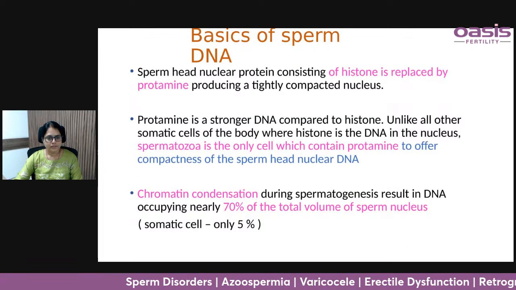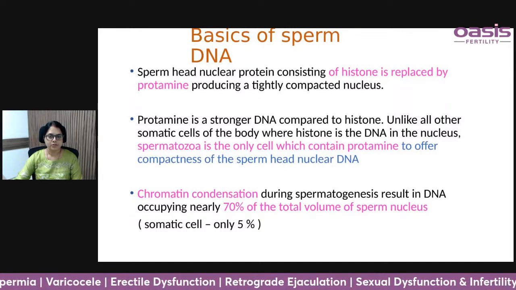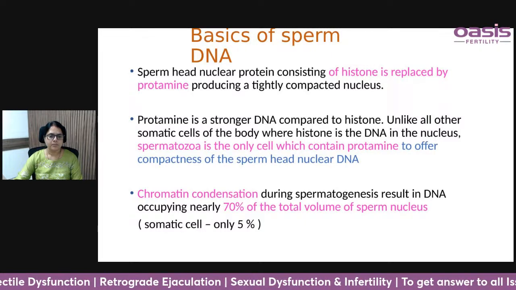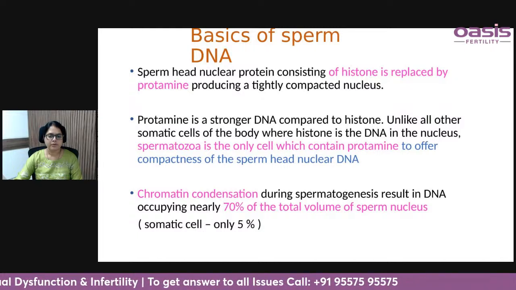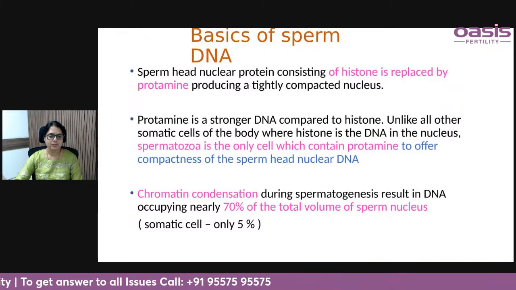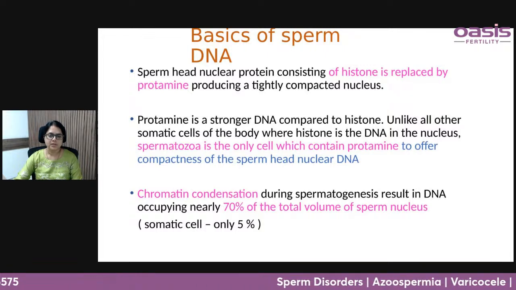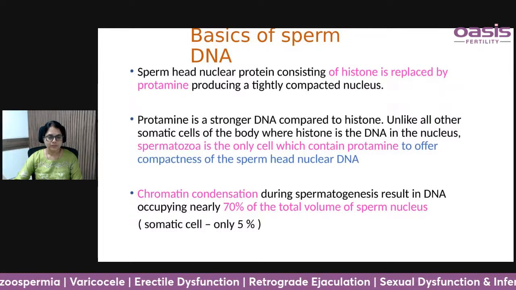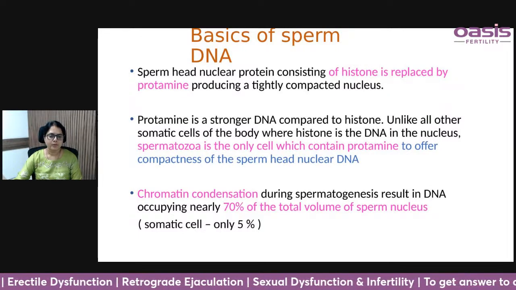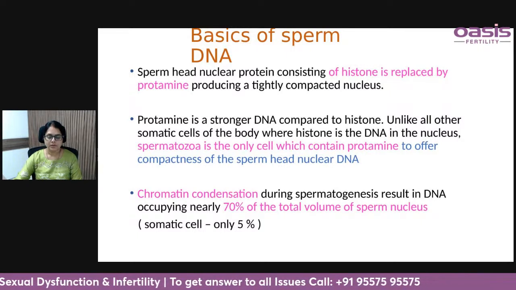So, coming back to the basics of sperm DNA, the sperm head nuclear protein consists of histone. It is replaced by protamine, producing a tightly compacted nucleus. Protamine is a stronger DNA compared to histone. Unlike all other somatic cells of the body, where histone is the DNA in the nucleus, spermatozoa is the only cell which contains protamine to offer compactness of the sperm head nuclear DNA. Chromatin condensation during spermatogenesis results in DNA occupying nearly 70% of the total volume of the sperm nucleus, whereas in a somatic cell it occupies only 5% of the cell.